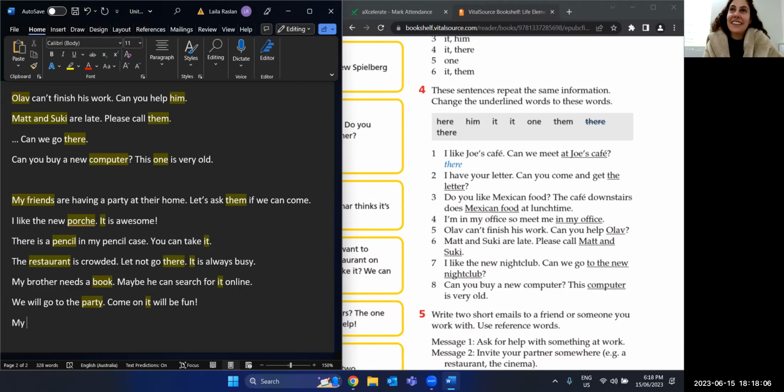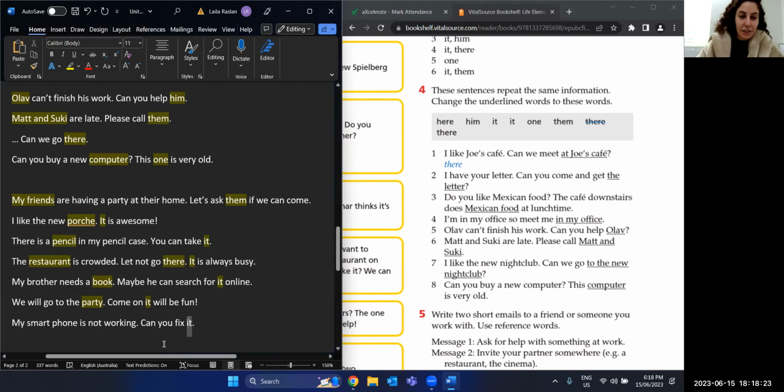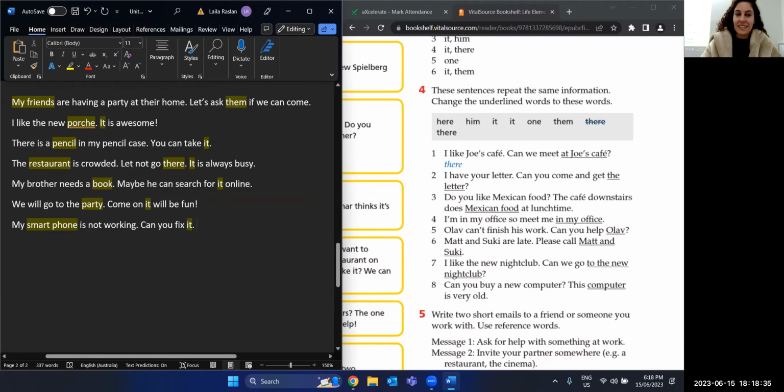My smartphone is not working. Yes, can you fix it? Because it means the smartphone. Can you fix the smartphone? Yes. Perfect. So smartphone, it, because it's not him or her. It's not male or female, it's it. Letizia.